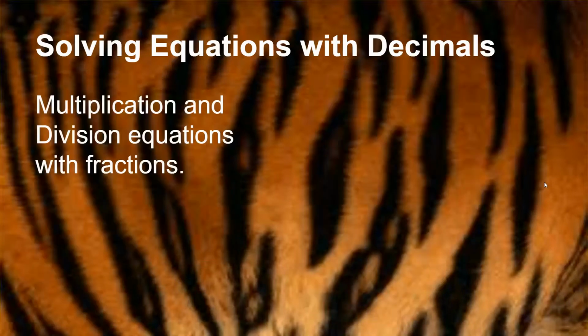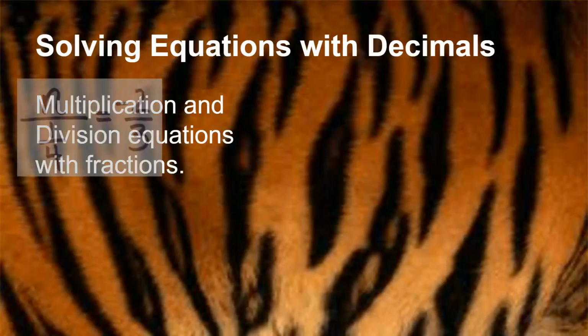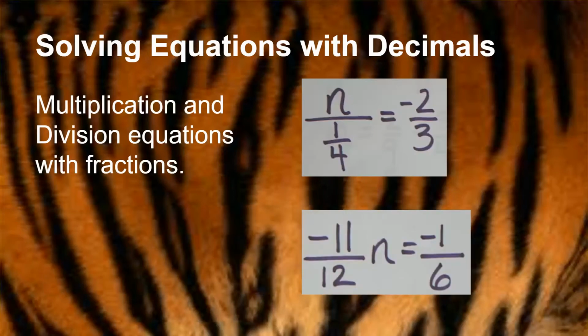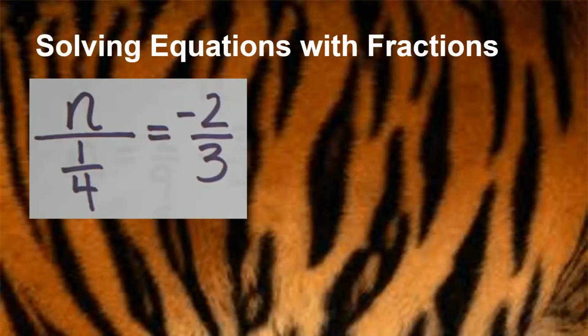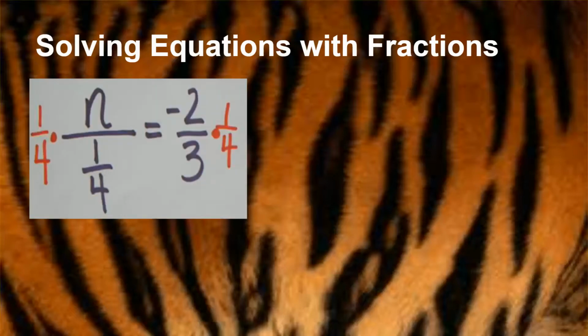Next, let's look at multiplication and division. Here are two problems. n divided by 1/4 equals negative 2/3. Now this is interesting. The easiest way to do this is to multiply by 1/4.